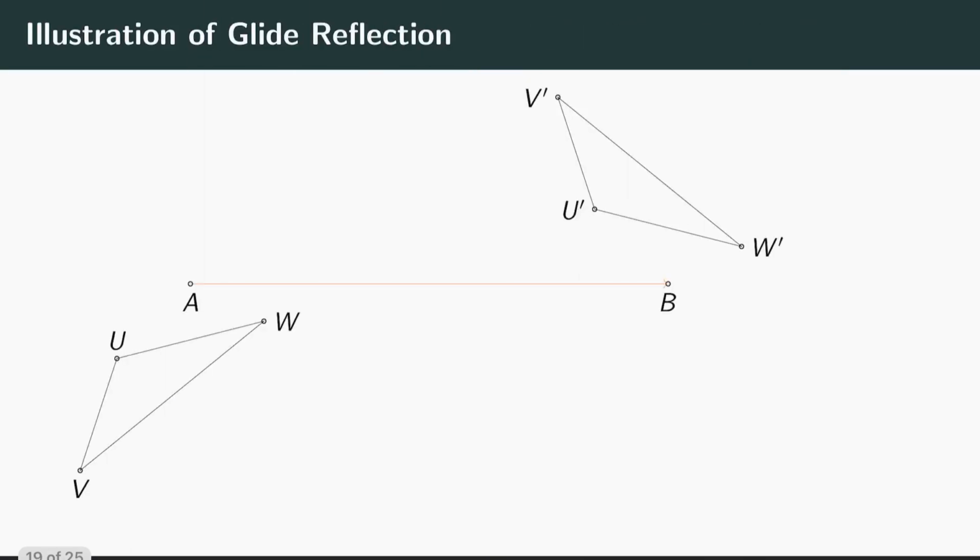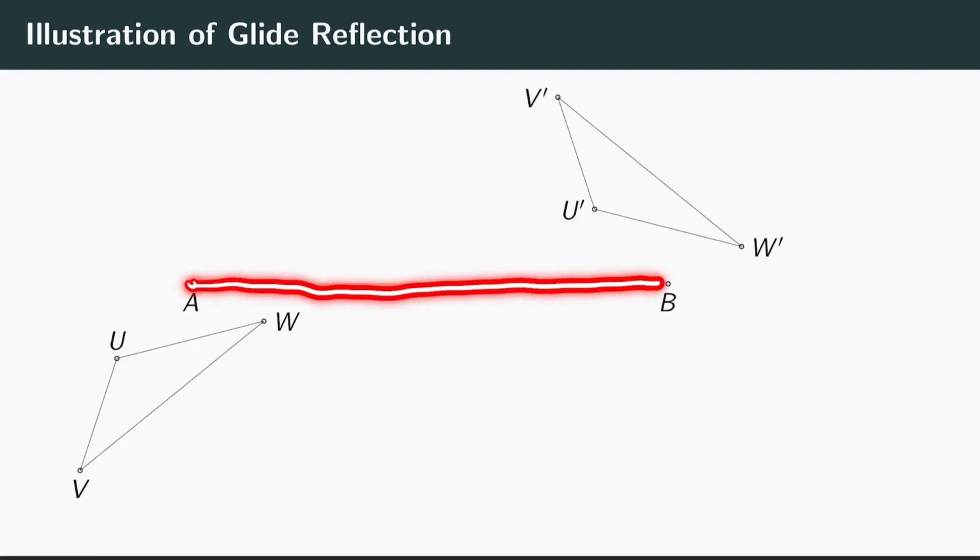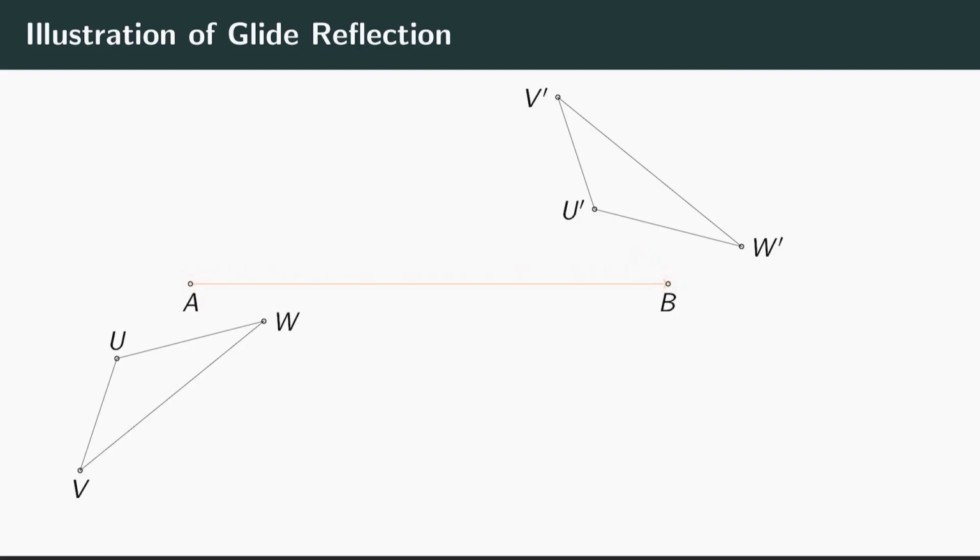So here's a picture of it. I have here AB. I made them nice and far apart so we see a lot. And I have here my triangle UVW. What I imagine doing is translating it over here-ish, and then I reflect it over the line AB. And so that gives us this U prime V prime W prime.